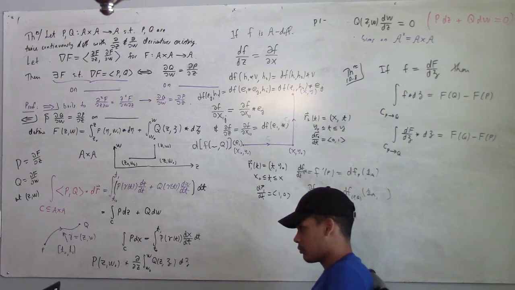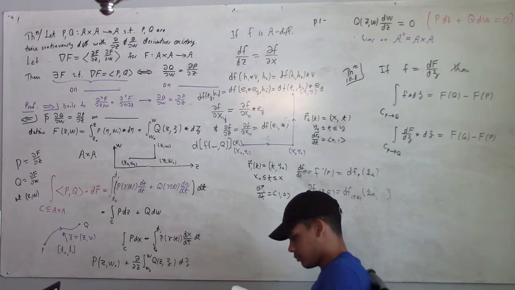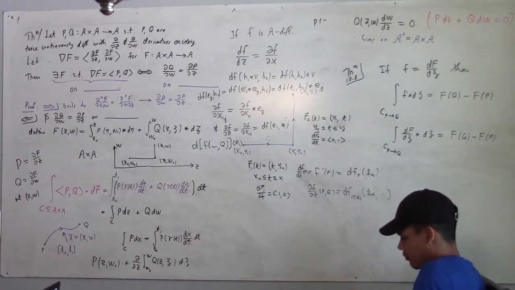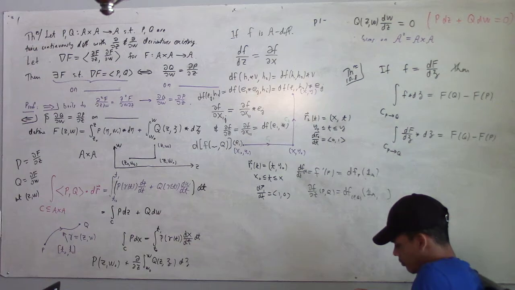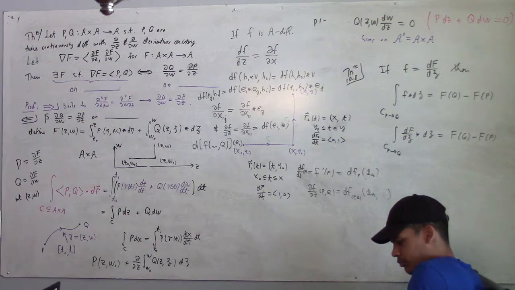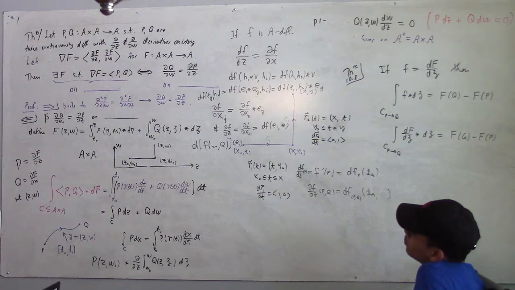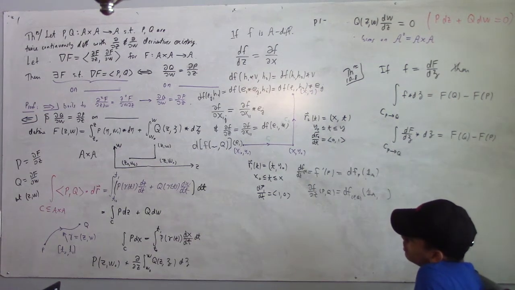Can we do example 5? Ooh. So, what are P and Q mappings of? P and Q are on A cross A.